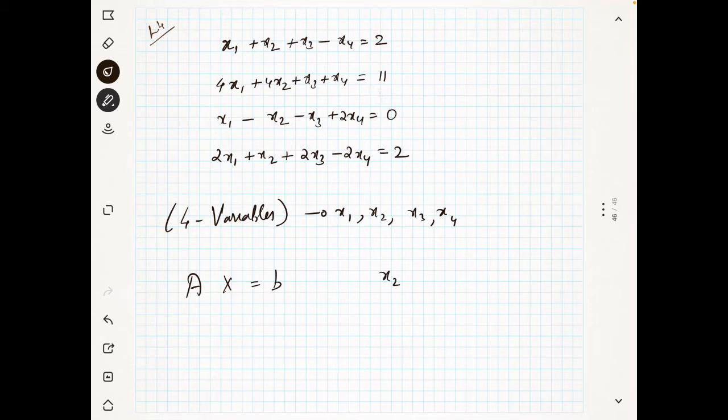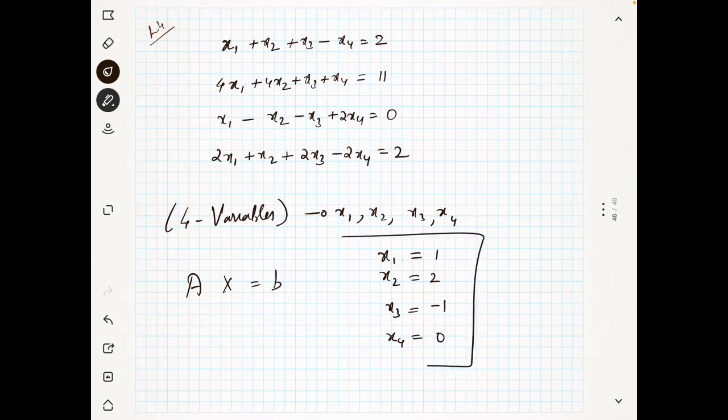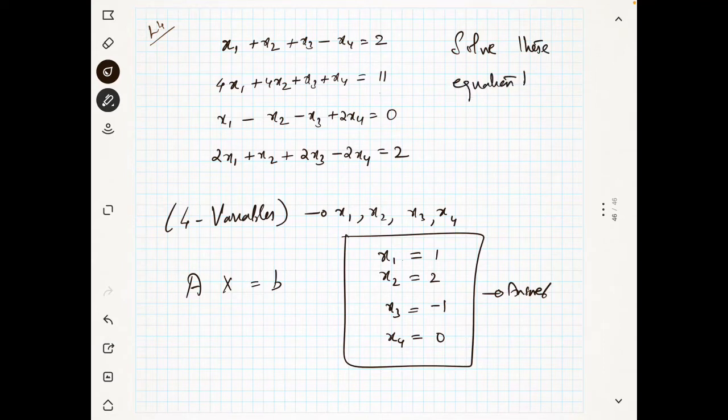So you have x1, x2, x3 and x4, and you will get the answers as x1 is equal to 1, x2 is equal to 2, x3 is equal to minus 1, and x4 is equal to 0. So these are the answers. You have to solve these equations by using the Gaussian elimination method.